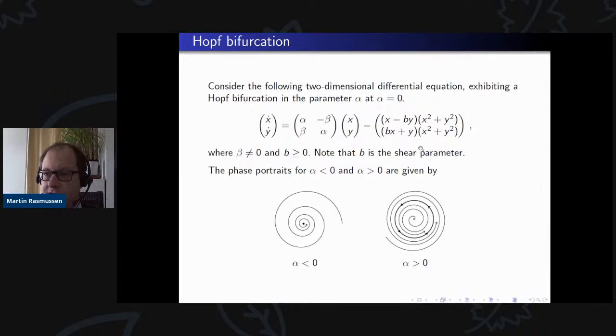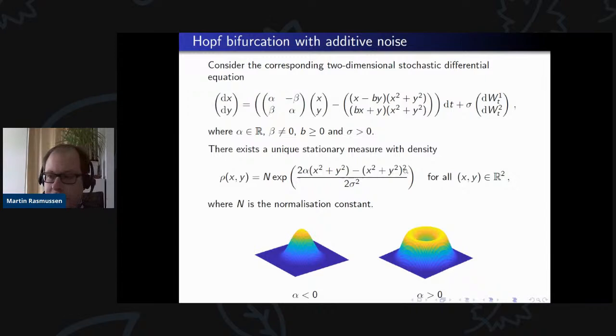Now if you look first at the statistical perspective, one can show that there is a unique stationary measure for this Hopf bifurcation given by this function here. And what does the stationary measure look like? For alpha less than zero, the statistics concentrates around our trivial zero equilibrium. That's not so surprising. And when alpha becomes positive, we have this attracting limit cycle, this attracting periodic orbit. And then the statistics is also concentrated around this object.